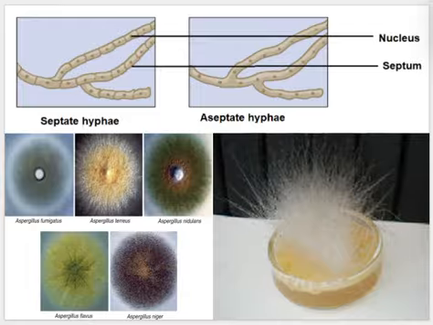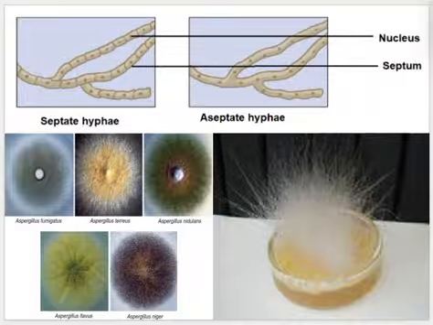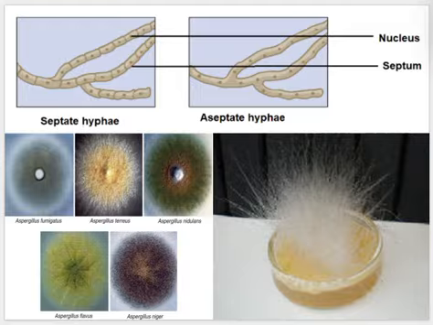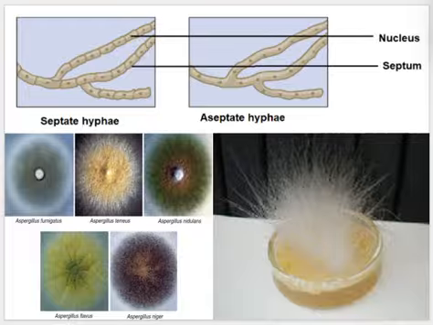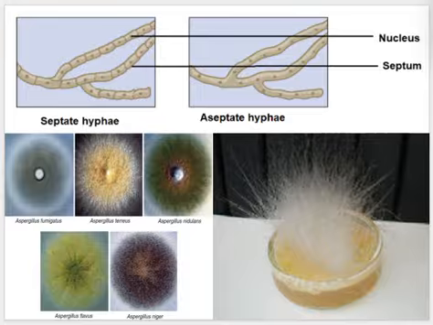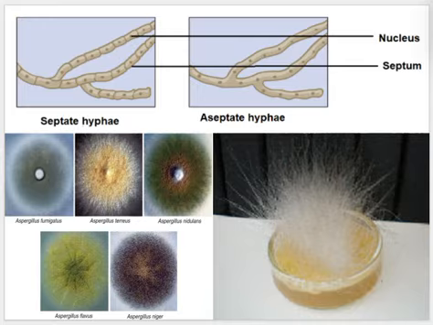Looking at fungal structures, we see septate hyphae with nuclei separated by septa and aseptate hyphae lacking these divisions. This difference is important for distinguishing fungal types. The Petri dish images show various Aspergillus species, each with unique colony appearances, from fluffy white to darker colors. These visual clues help in identifying species, which is crucial for diagnosis and treatment planning.